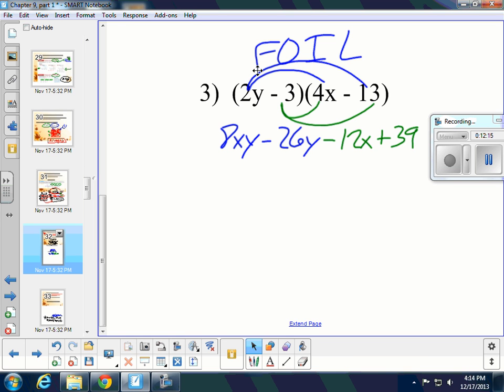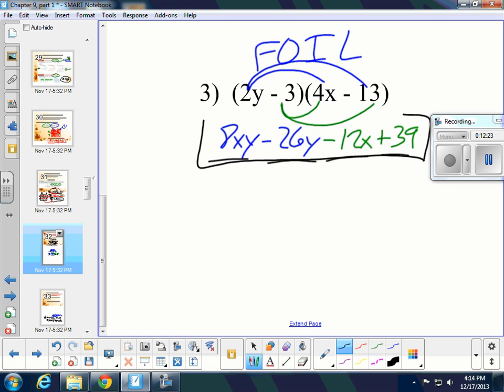In this particular problem now, notice that I have 8xy minus 26y minus 12x plus 39. I don't have anything there I can combine. Those are all different terms. So nothing there that I can combine. That's just my final result right there with my product.